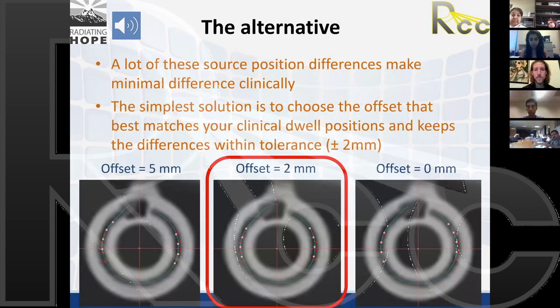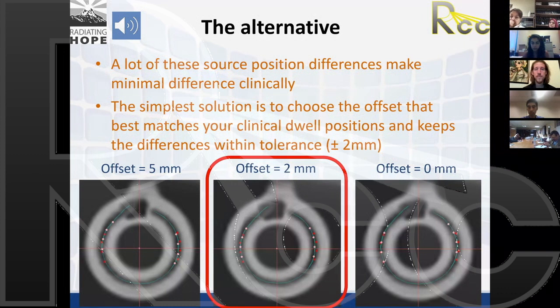Of course, I understand that some departments have ring applicators that they absolutely need to use to treat their patients. And as much as I recommend only treating patients using the applicator model, if this is not an option for you, there is an alternative besides using two separate treatment plans. This is because a lot of these source position differences make minimal difference clinically.